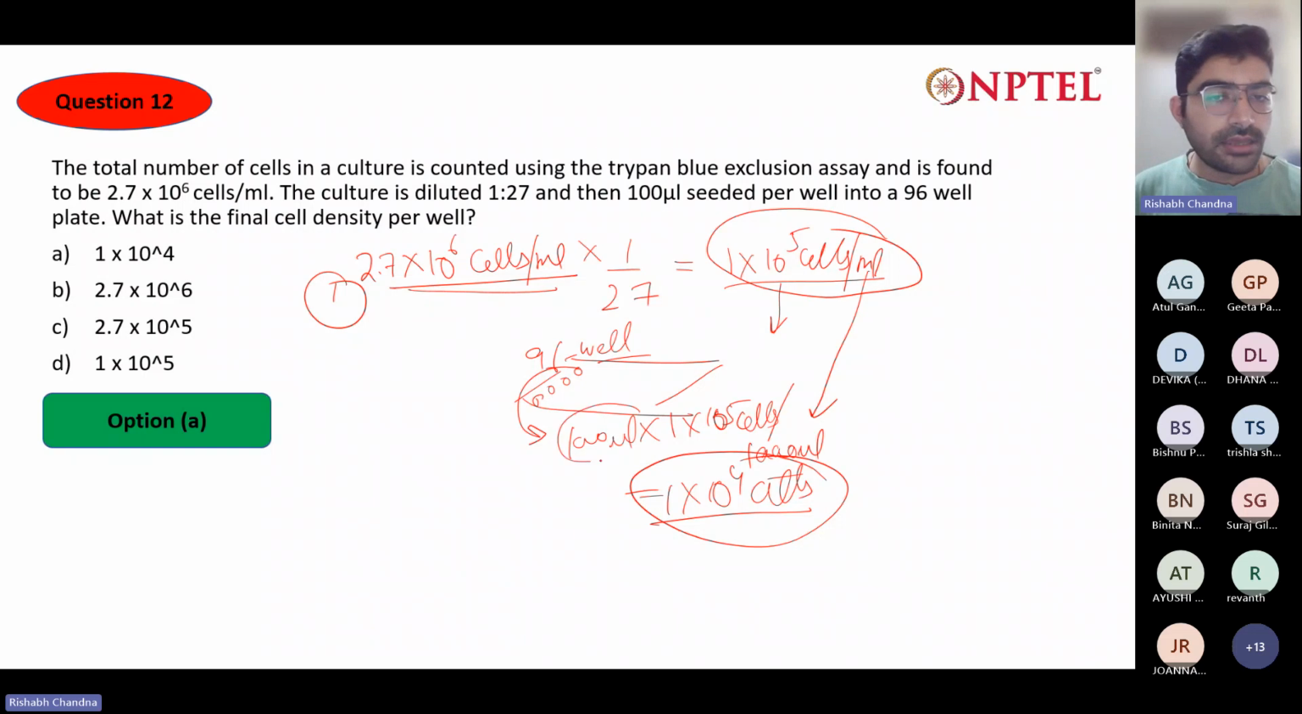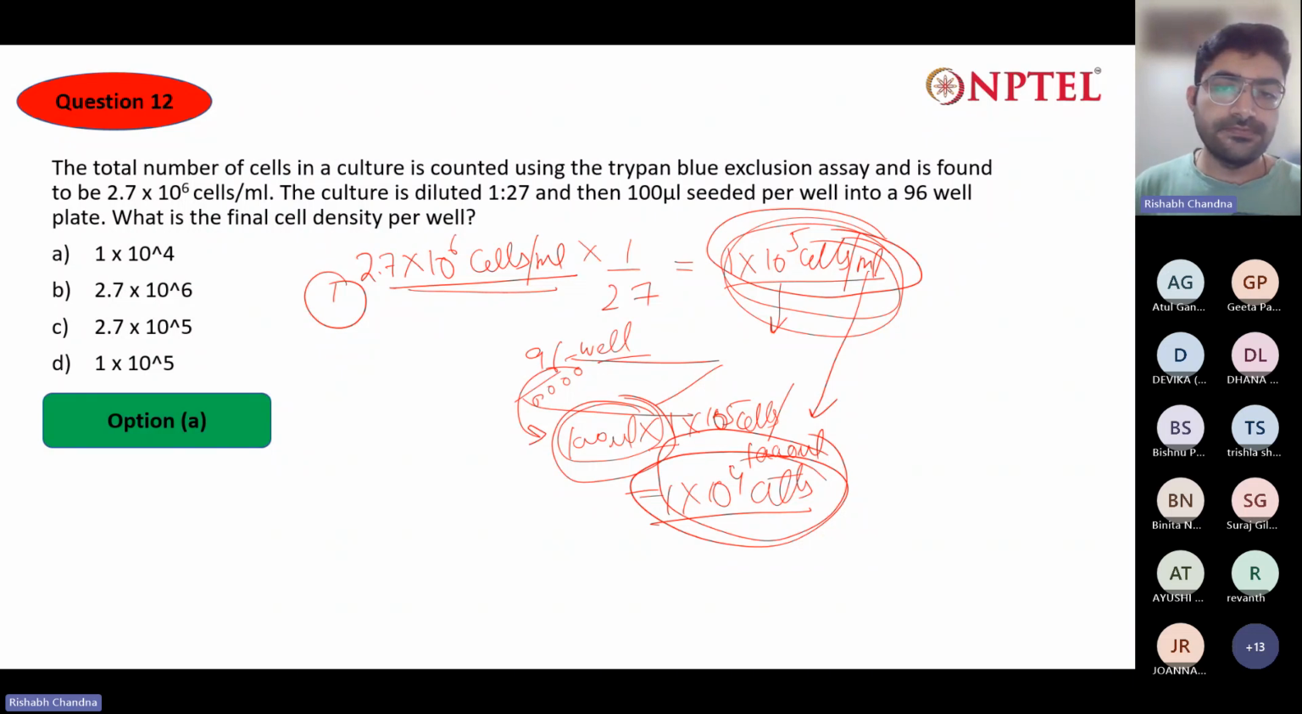You have added 100 microliters, and you have the suspension concentration like this. So you just multiply this number by the 100 microliters that you added to the well. After multiplying, the number of cells that each well had is 1 x 10^4. Is it okay, or shall I explain again? No, sir, it's okay. Thank you.